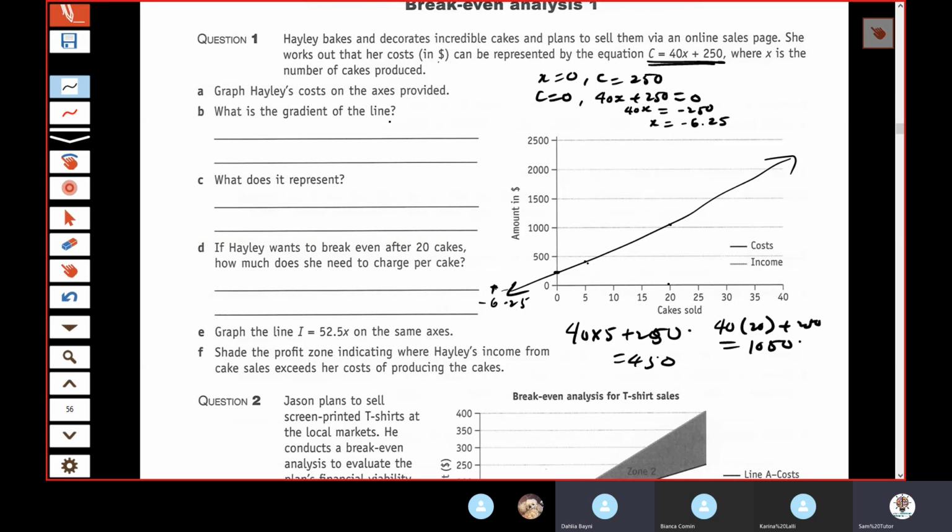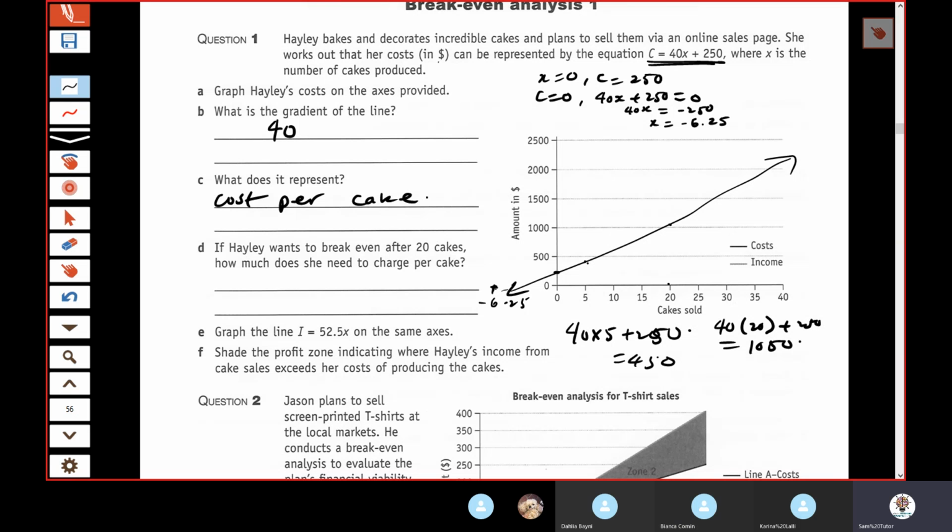What is the gradient of the line? The gradient of the line is 40. What does it represent? Work out that it costs in dollars can be represented by this equation where x is the number of cakes produced. So her 40 represents the cost per cake.